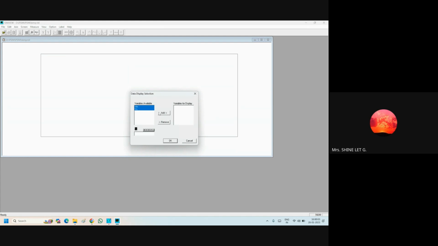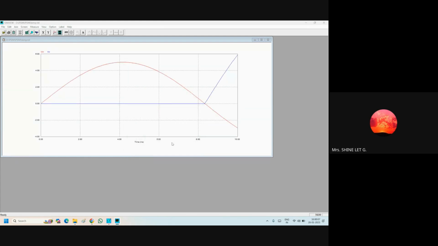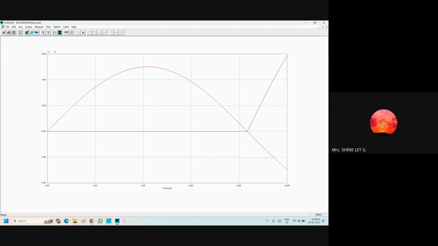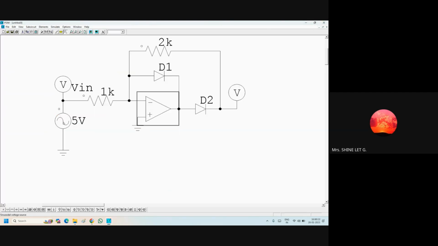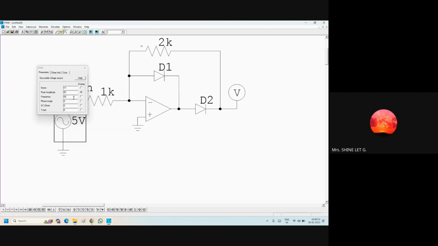We'll view the input and output together. Here the mistake is the x-axis, which is set to 10 milliseconds. We have to increase the x-axis so that we are able to see the output. Here we can give the frequency. Frequency and time are inversely proportional. By default it is 60 hertz.